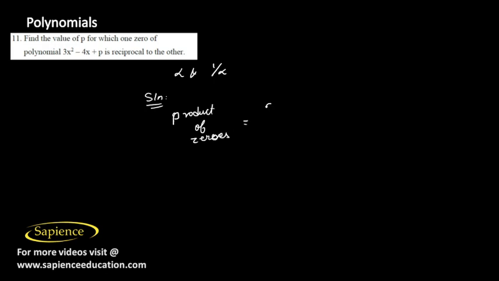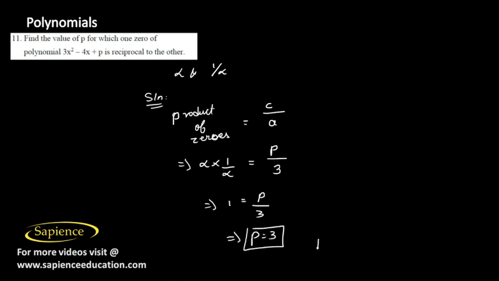will be equal to constant term divided by coefficient of x square. In this case, product of the zeros will be alpha into 1 by alpha, which will become 1, and the constant term is p, and the coefficient of x square is 3. So that gives us 1 is equal to p by 3, which means p is equal to 3. Answer to this question is 3.